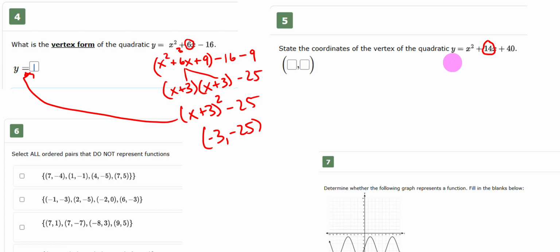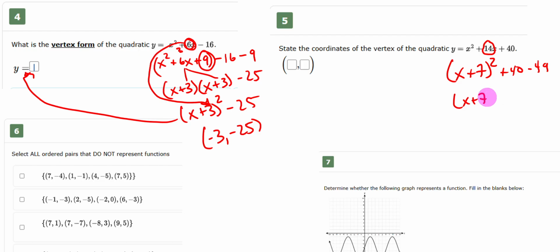So we can jump the gun here. Half of this, x plus 7 squared. I'm just skipping all these steps. Taking half of this just goes right there. And then we have plus 40. Well, I added 49 to get this. I added that squared, so I need to subtract it. So this is x plus 7 squared minus 9. And so my vertex is -7, -9.